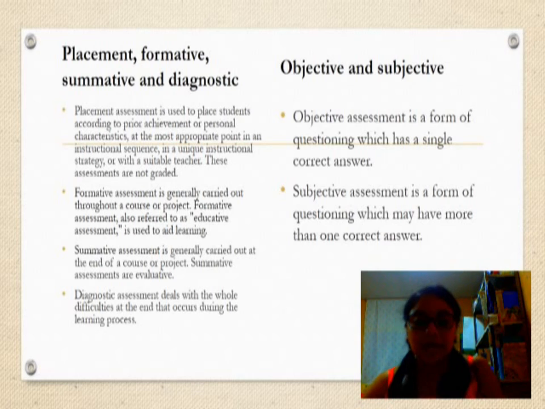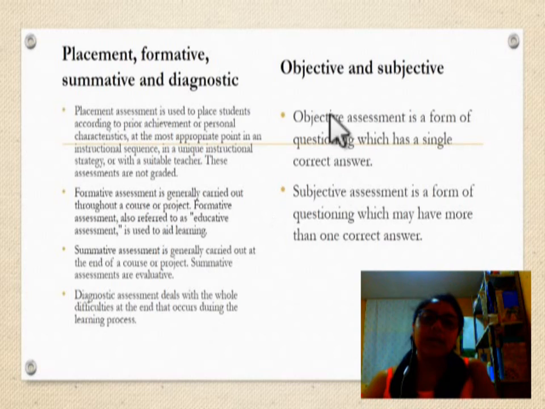Formative assessment is generally carried out during a course or project. This assessment helps learning in the student. Summative assessment is evaluative and is carried out at the end of the course or project. And the last is diagnostic assessment. It deals with all the difficulties that occur during the learning process.